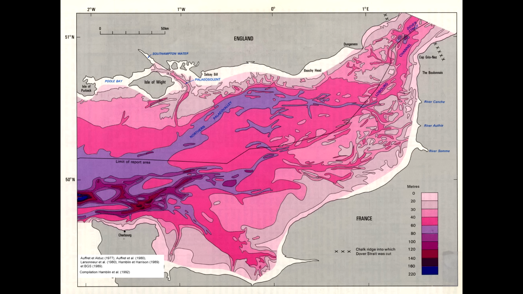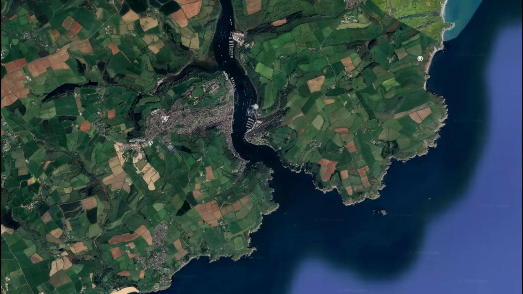And all this has a huge effect on not only the number of ports, but the kind of ports and the capacity of ports that you can have along the Channel coast, at least without massive intervention by human geoengineering, which does start to happen in the 19th century. More on that later. So what kind of ports do you get?